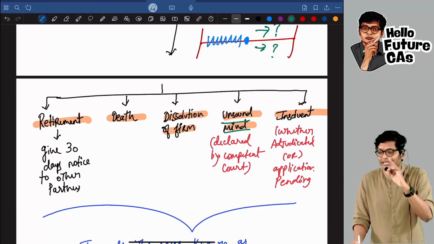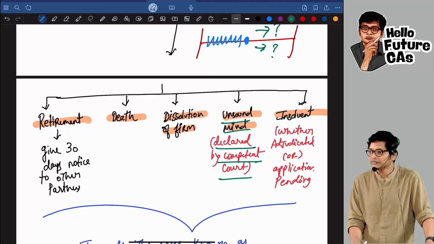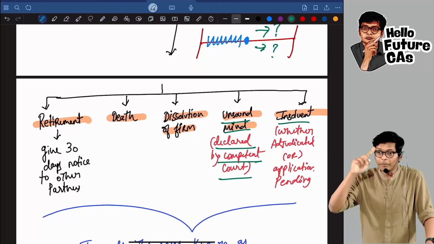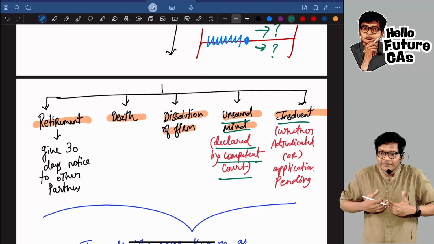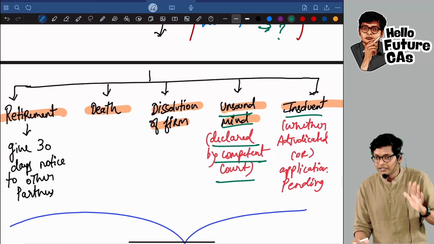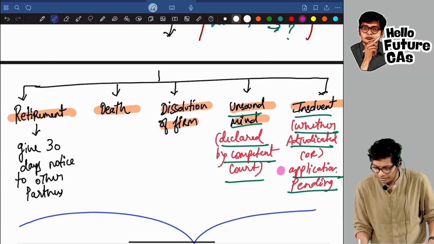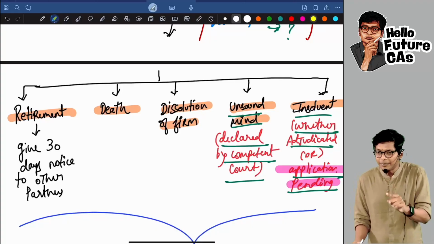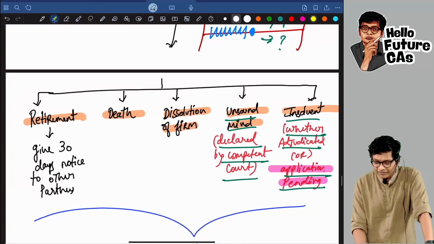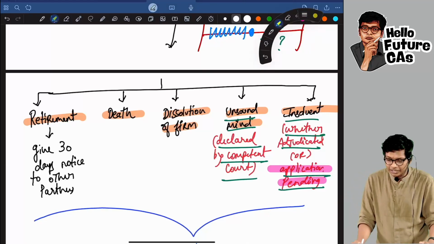Unsound mind. In other contracts, they are saying you should be declared of unsound mind by a competent court. Are you getting it? Only if the court tells you are of unsound mind. And a beautiful point, insolvency. In partnership, I will leave the firm as an insolvent only if the court passes the order. Correct? Here, you will be leaving the firm whether adjudicated, whether the order is passed, or even if the application is pending. The difference is this one, guys. I already told this in the starting of LLP. In LLP, even if the application is pending, you can't be a partner anymore. But in partnership, you can be a partner. Are you following, guys? So these are the ways I will leave the firm: retirement, death, dissolution, unsound mind and insolvency. Clear?